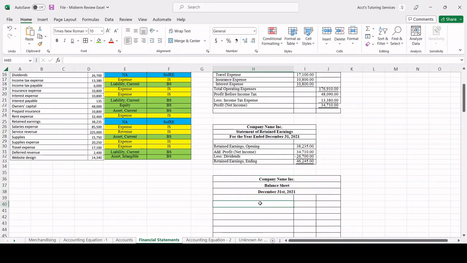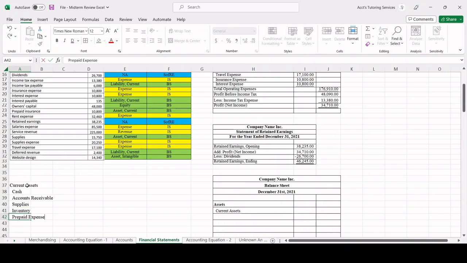And now we're going to start off with assets first. Okay, so assets, and then we have the subcategories, which is going to be current assets. So current assets are listed in the order of liquidity, right? That simply means that whatever we can convert to cash the fastest. The general listing is always going to be cash first, then accounts receivable, then supplies, then inventory, and then any prepaid expenses that we have. So prepaid insurance, prepaid advertising, whatever we have. So this is always going to be the order, and this is the order of liquidity.